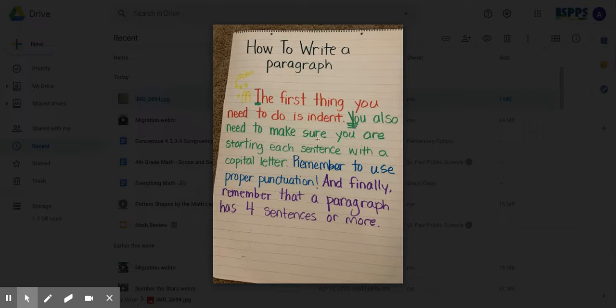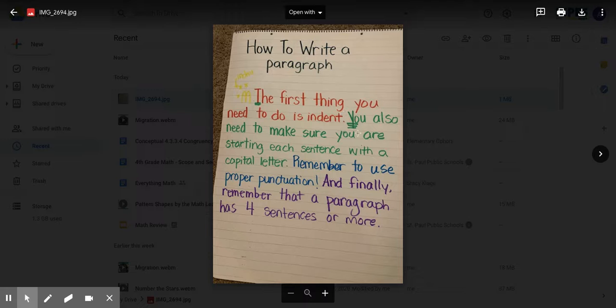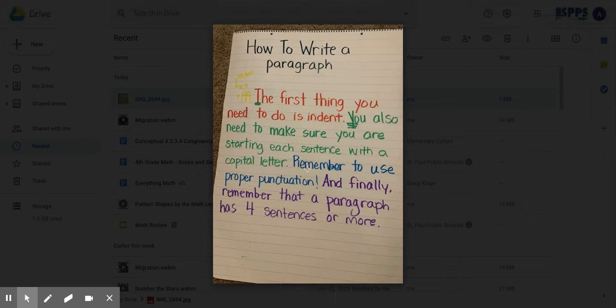You also need to make sure that you are starting each sentence with a capital letter. A capital T is here. I have a capital U. I have a capital R and a capital A. Your sentences need to start with a capital letter. And there should not be other capital letters in your sentence unless you are talking about a proper noun.